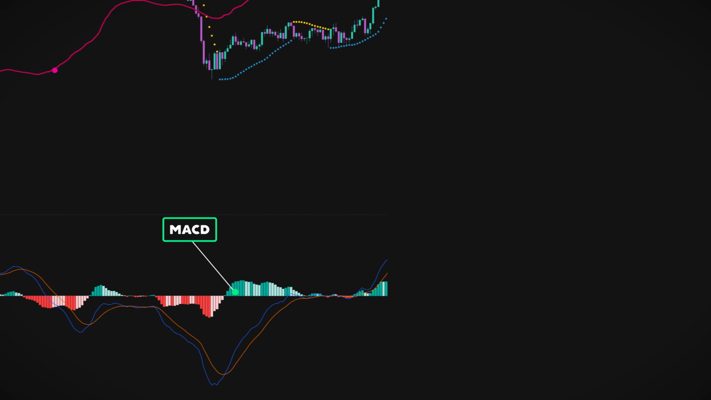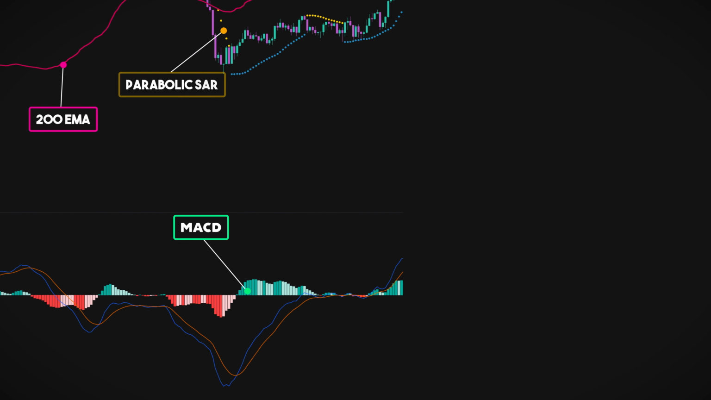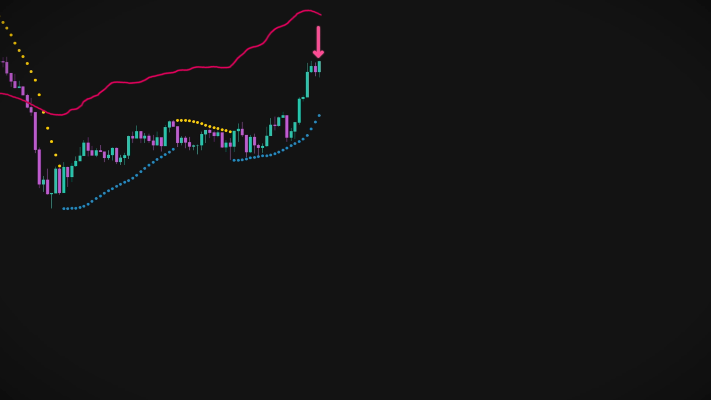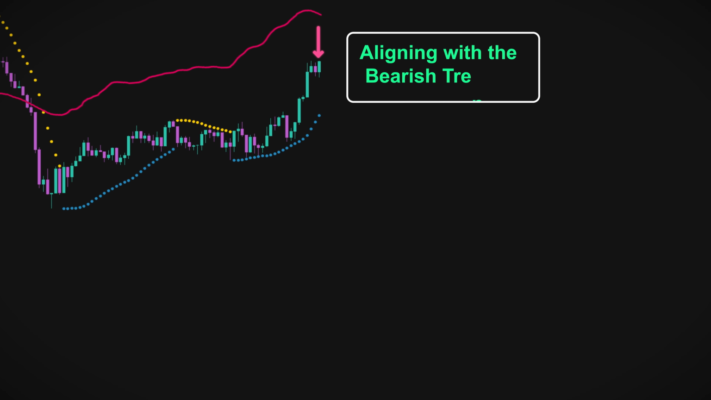Now that we've covered the buy side, let's look at how this strategy works for sell positions. For a sell trade, we do the opposite of what we did for a buy. First, the price needs to be below the 200 EMA, showing that we're in a downtrend and should focus on selling.